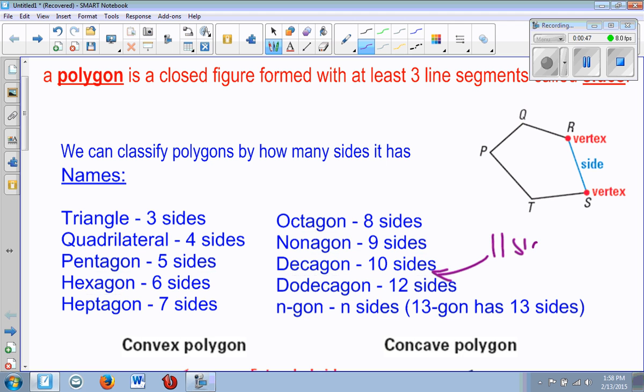And then once you get past 12, there's no more specific names. These are called 11-gons, 13-gons, 14-gons, 15-gons. So the number of sides with the word gon afterwards. Also about polygons, they have the same number of angles as they have sides. So in a pentagon, there are 5 sides and 5 angles.